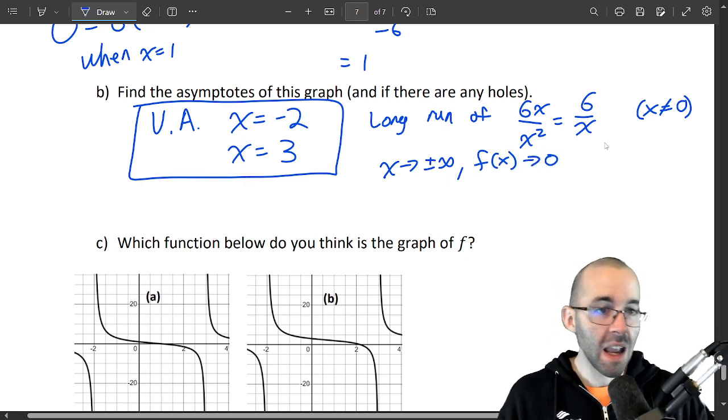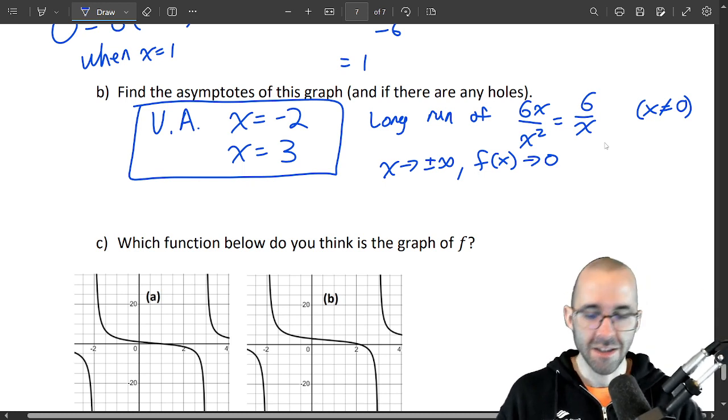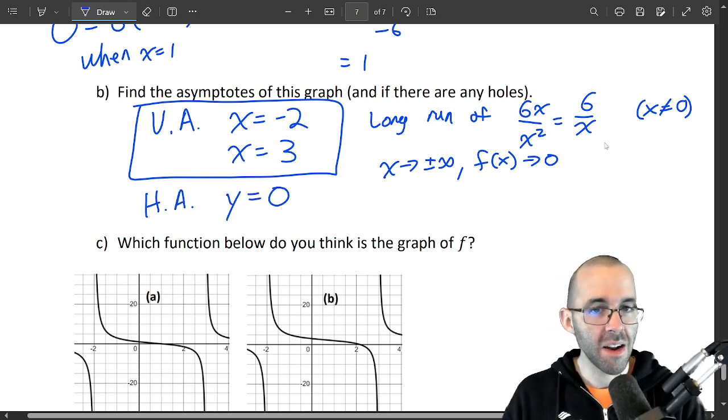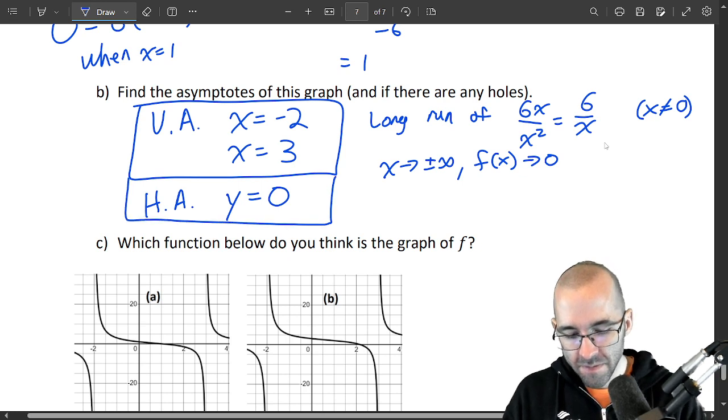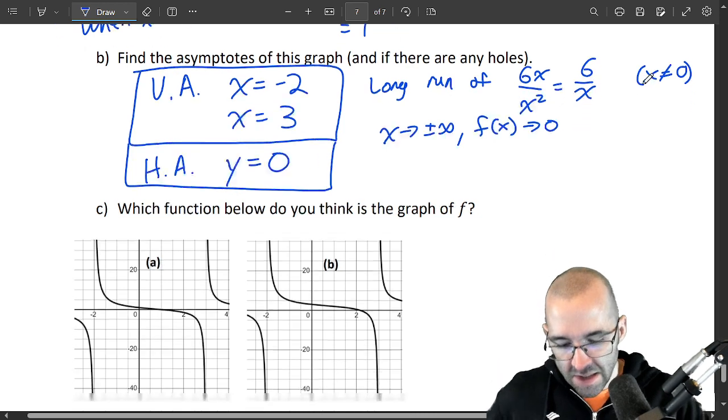If the long run behavior of a rational function is going towards a number, that's going to be a horizontal intercept. Or sorry, a horizontal asymptote. It's when the y value equals that number. In this case, it's 0. So let's combine all this stuff. See if we can answer C.